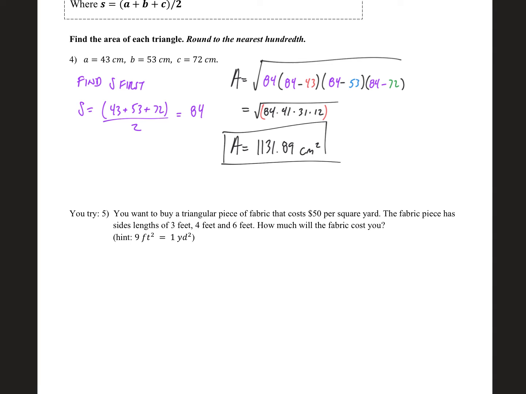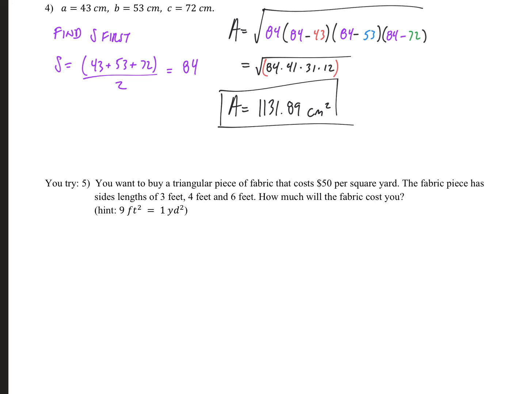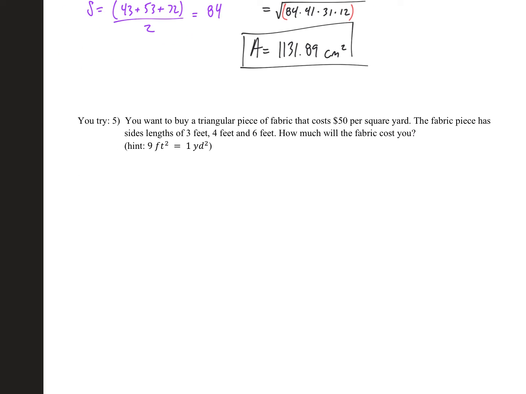Next one, we hadn't talked about this, since I'm not there to help you guys, but same idea. You're buying a triangular piece of fabric that's priced per square yard, so it's priced by the area. Fabric has side lengths of 3 feet, 4 feet, and 6 feet, and how much will it cost you? So if you wanted to, you can think of A equals 3, B equals 4, and C equals 6.